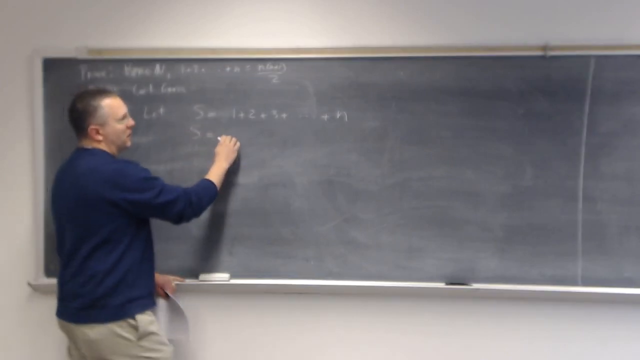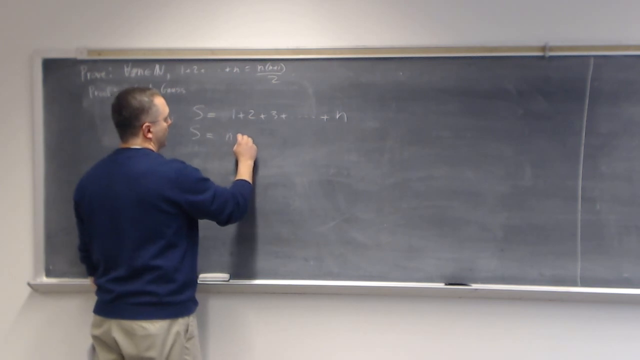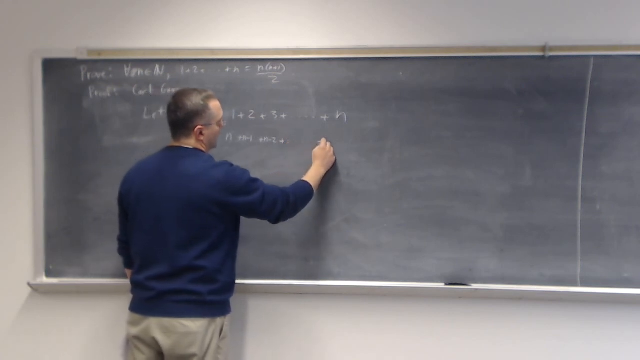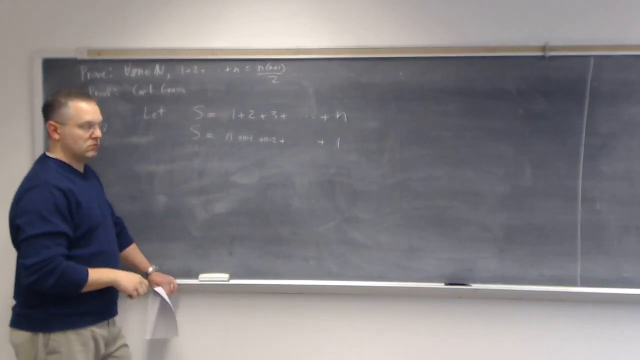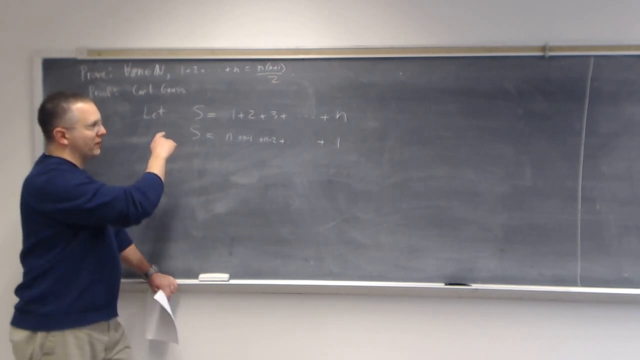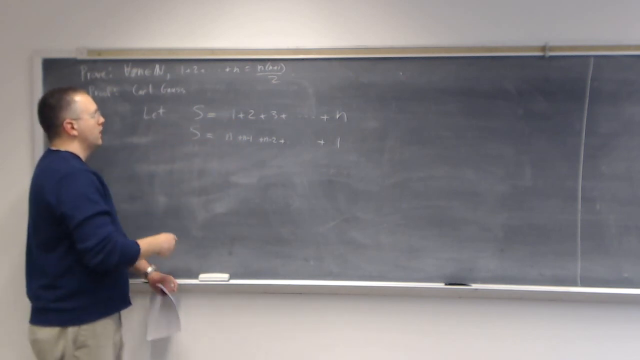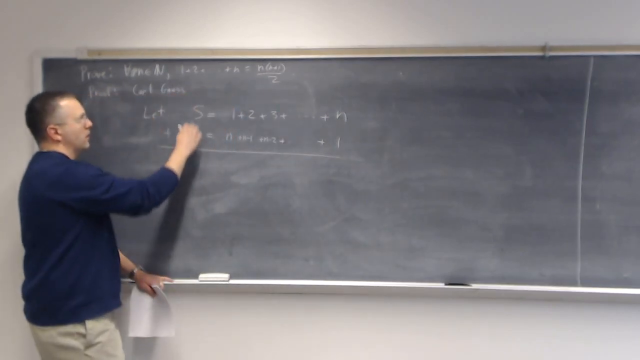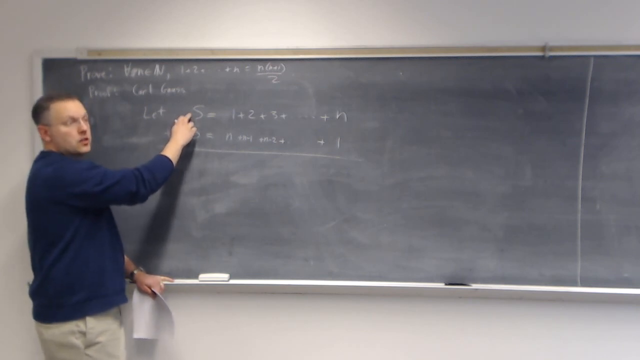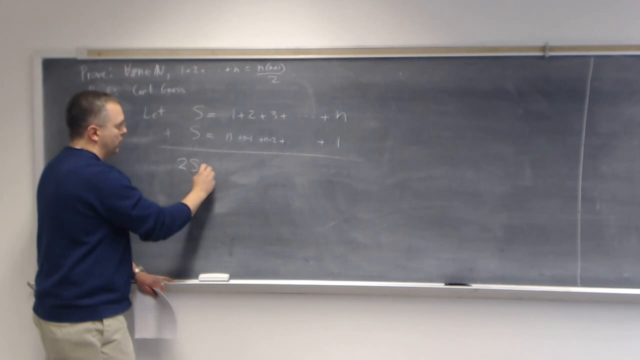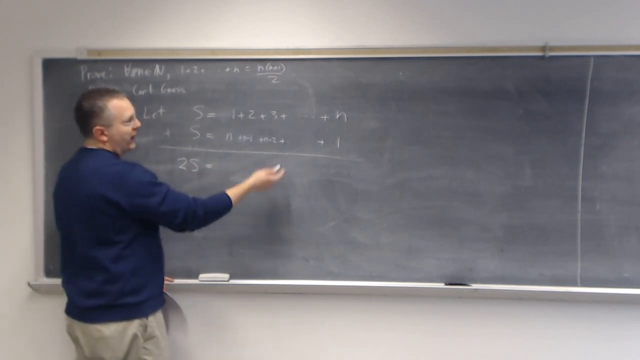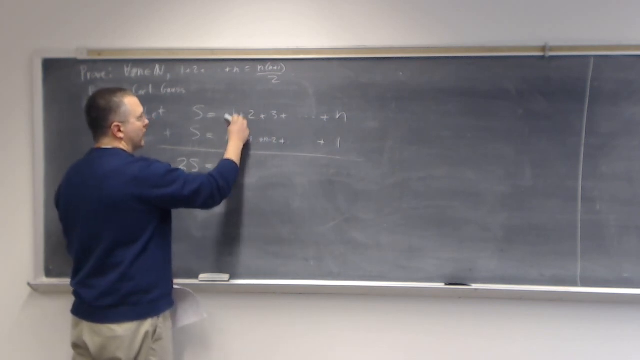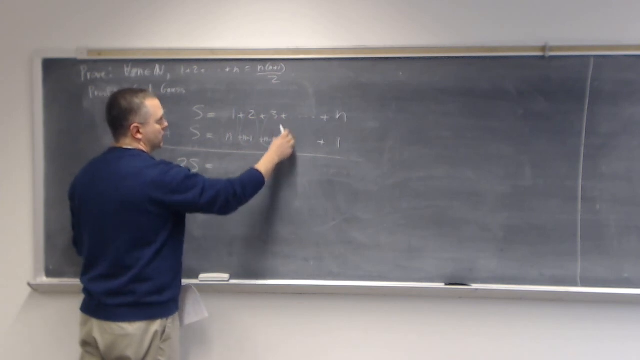If you write the sum again backwards, it would look like this: n plus n minus 1 plus n minus 2 plus all the way down to 1. So instead of writing from 1 to n, he wrote from n back to 1. Now, add these two equations together. S plus S is 2S. Now, on the right-hand side, you wouldn't add the 1s together and the 2s together. The trick is to add these up pairwise like this.